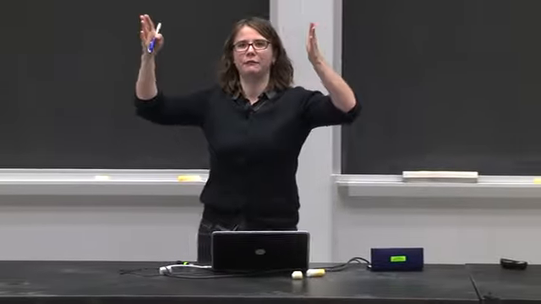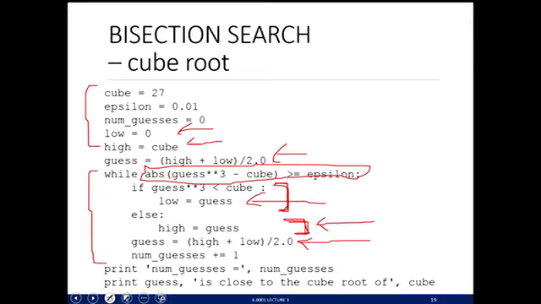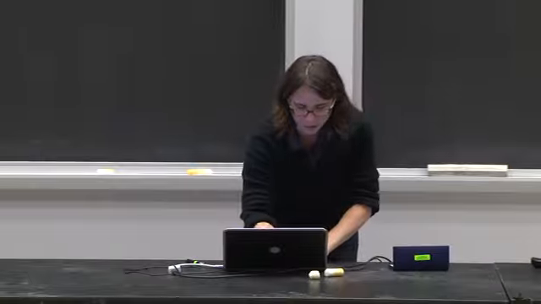Once I have these new boundaries, I make another guess, again halfway in between the new boundary points. So essentially, I'm halving my interval with every single guess. And that's what the while loop is doing. And then I print out the remaining part.